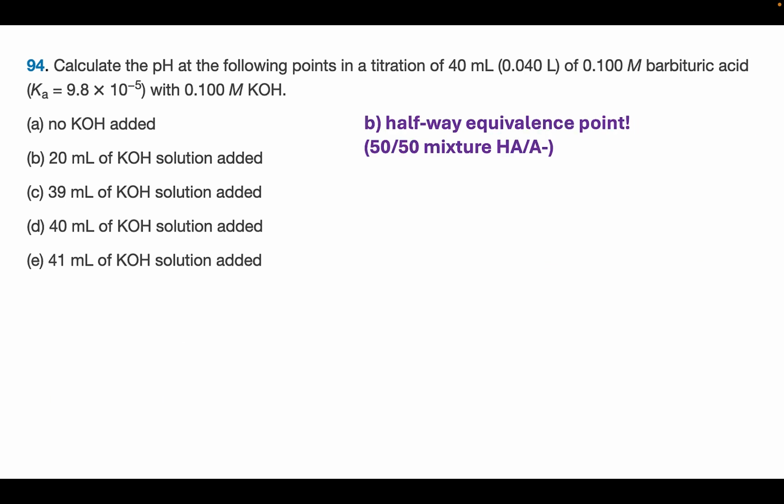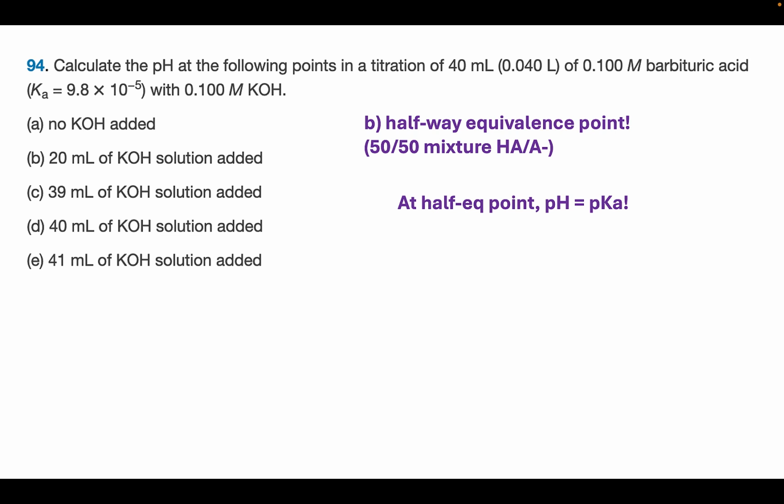For B, we're at the halfway equivalence point. You can go ahead and do a reaction table, and we'll show how to do that in just a second. But if you're feeling kind of savvy, what we can say is that's at the halfway equivalence point, pH equals pKa. The buffer is 50% HA and A minus.